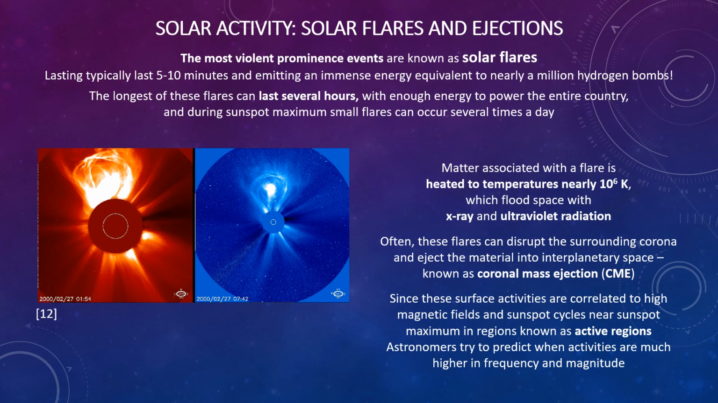The most violent types of prominence events are known as solar flares. They are very short and last about 5 to 10 minutes, and they emit a huge amount of energy equivalent to nearly a million hydrogen bombs, all being released at once. The largest flares can actually last several hours, with enough energy released to power the entire United States. And it's during sunspot maximums that small flares can occur several times a day.